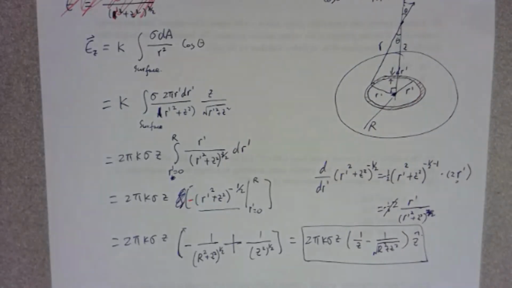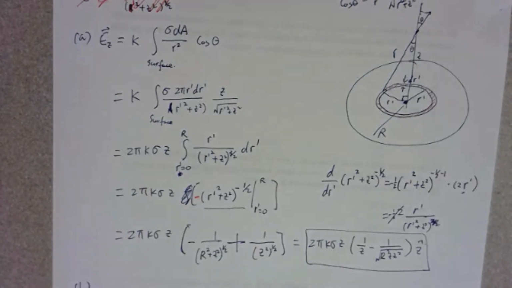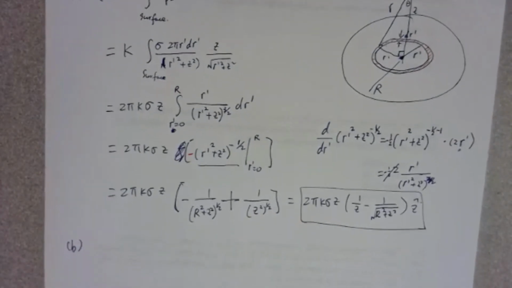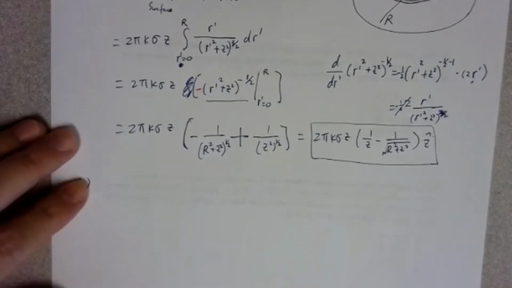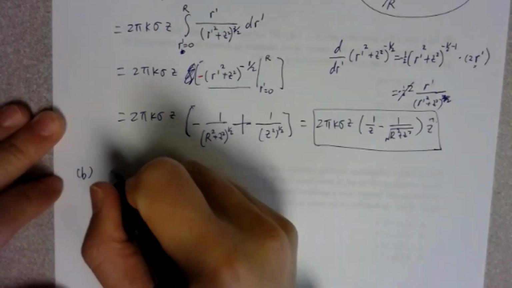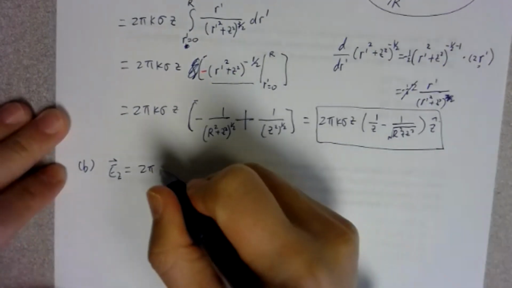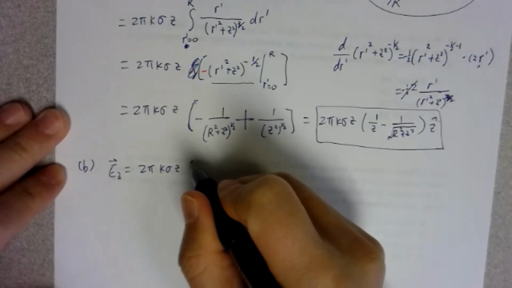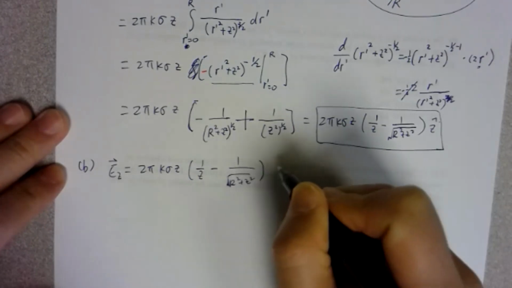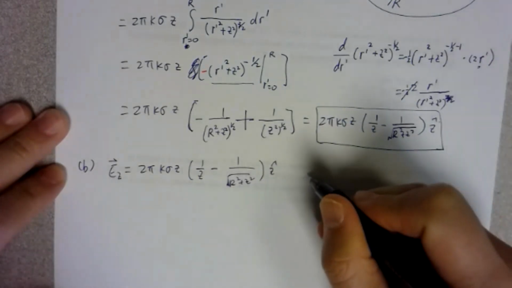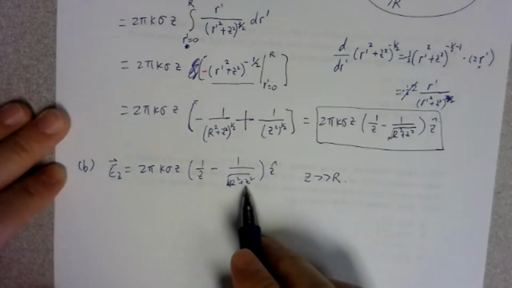So now it says show that for B, show that if z is large, then the electric field can be approximately equal to a point charge that has the same magnitude and sits at the center of the disk. Okay, so we have E just in the z direction equal to that guy. Let me just copy that down. 2 pi k sigma z, 1 over z minus 1 over square root of r squared plus z squared. Okay, and that's in the z direction. So if z is much larger than r, then this guy becomes just z.